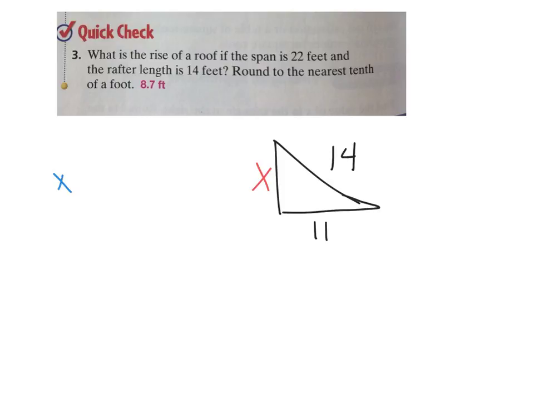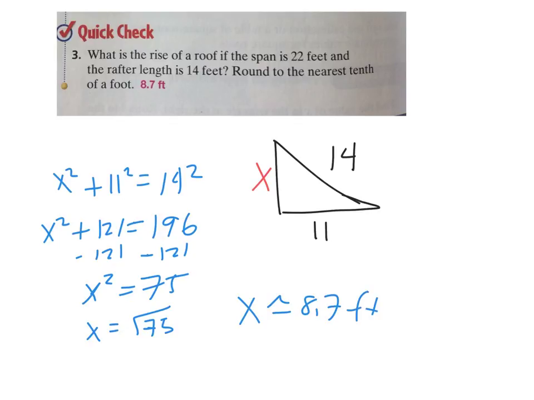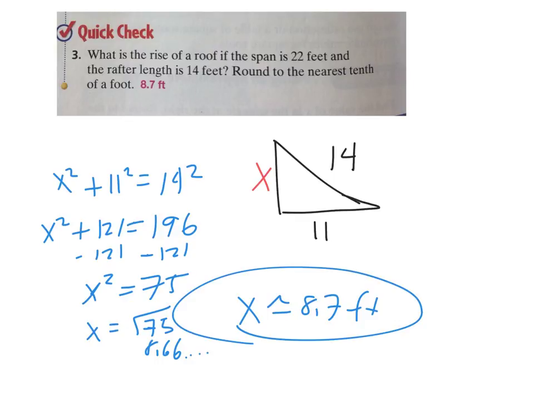So what that looks like, we have x squared plus 11 squared equals 14 squared. So x squared plus 121 equals 196. Subtract that 121 from both sides, and x squared is 75. So x is the square root of 75. And again, a little bit of calculator fun. X is about 8.7, and the label is feet. So I think this is like 8.66, and it obviously goes on forever because it's not rational. So that's what we're looking for there.